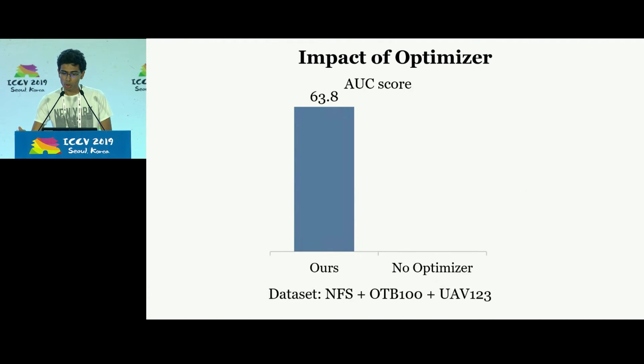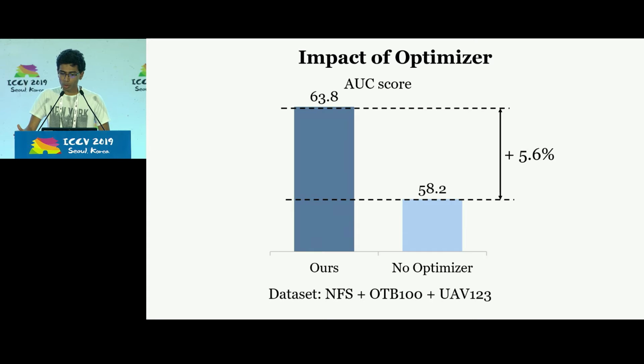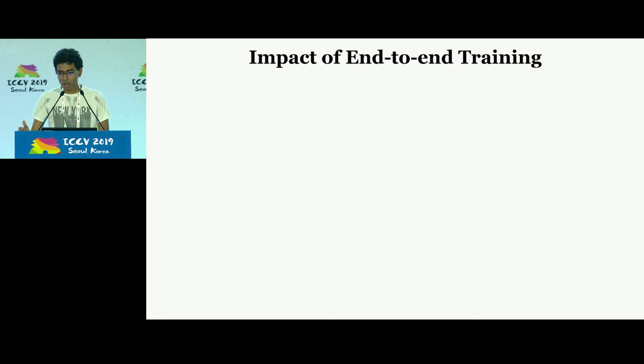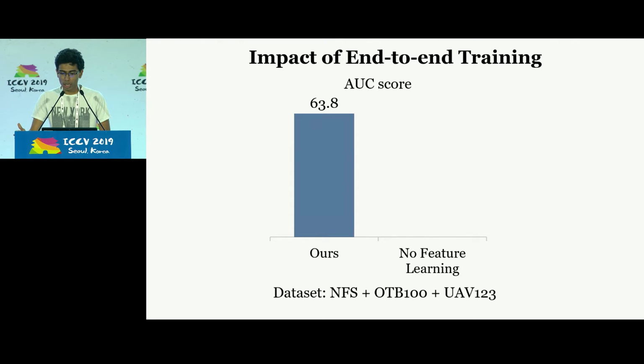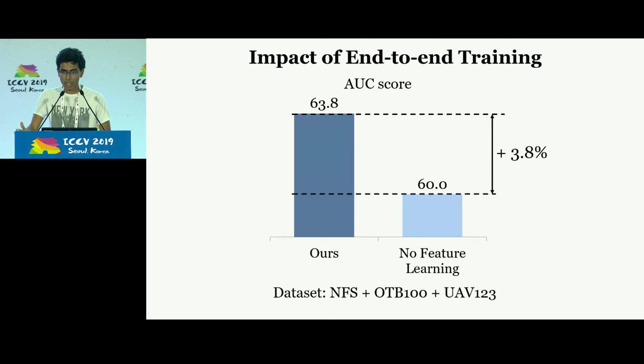We study the impact of the model optimizer by comparing it with a Siamese-like baseline with no optimizer. The result shows that the optimizer provides around 5% improvement in tracking performance. We also study the impact of end-to-end learning by comparing with a variant of our approach with no backbone fine-tuning. The results show that end-to-end learning provides a decent improvement.